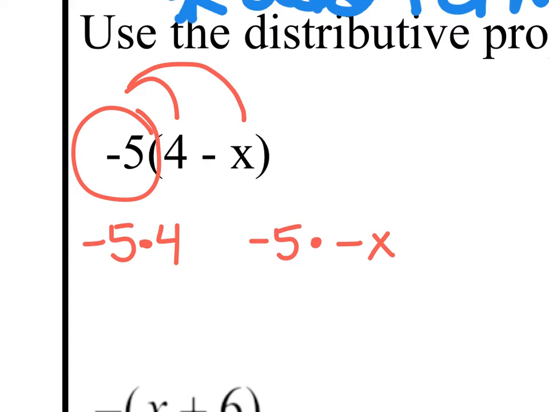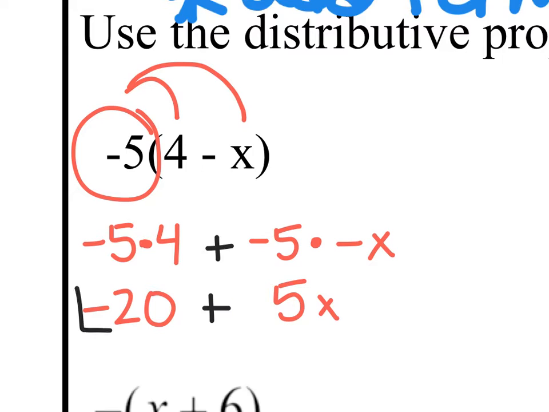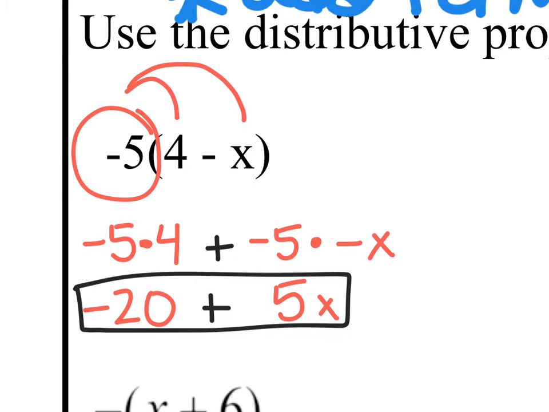Now I want to make sure I add my terms together. So I'm putting a plus sign in the middle. Now I know that -5 times +4 is -20 because a positive times a negative is a negative. So -20. Let's see, -5 times -x. Negative times a negative is a positive, so that's positive 5x. Don't forget to add your terms together. These are not like terms, they cannot be combined, so that is my final answer.